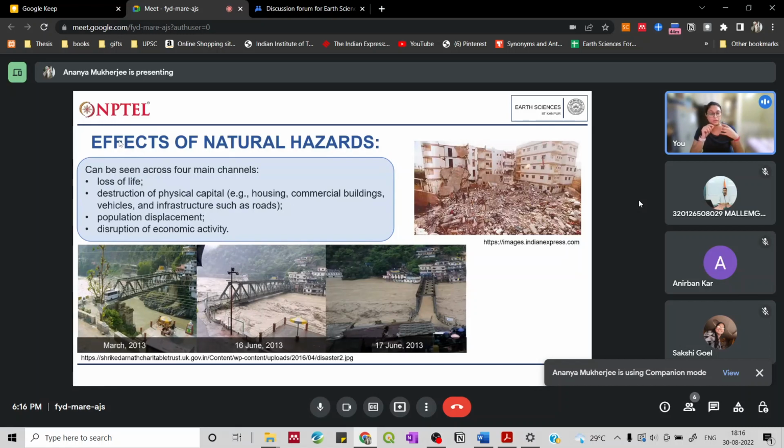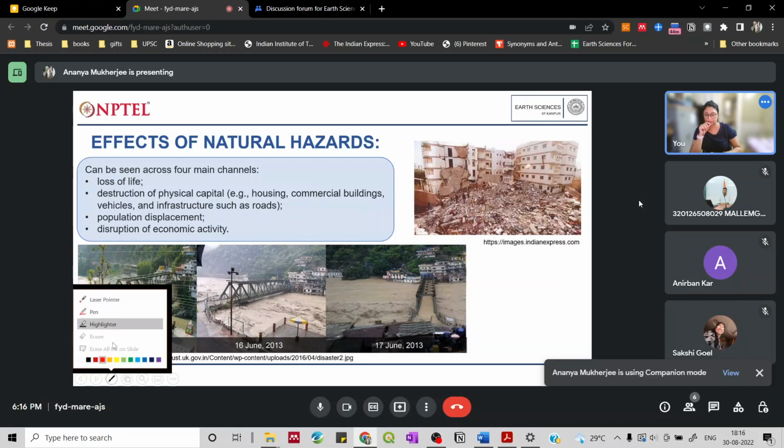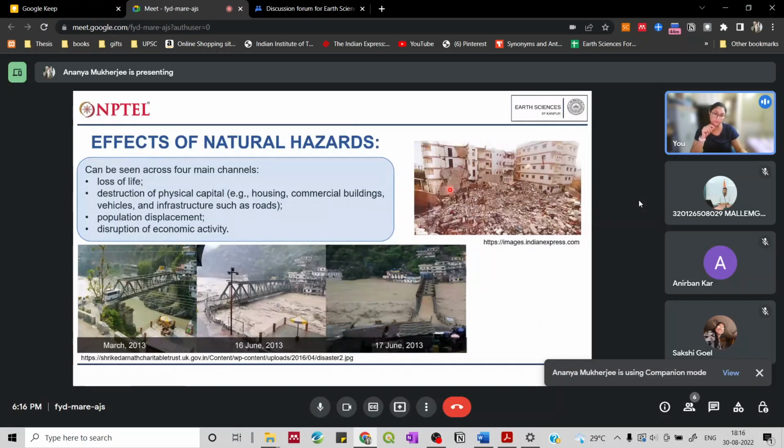So as you can see in the figure to the right on top, this is actually from the Bhuj earthquake that occurred in 2001 in Gujarat. You can see that there is a lot of damage to the buildings around here, and obviously it caused a lot of loss of life over there.